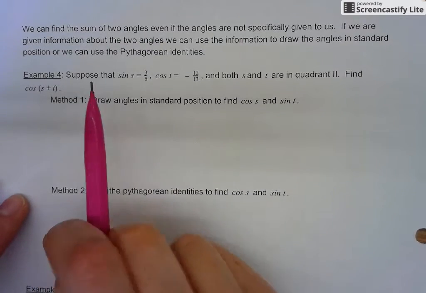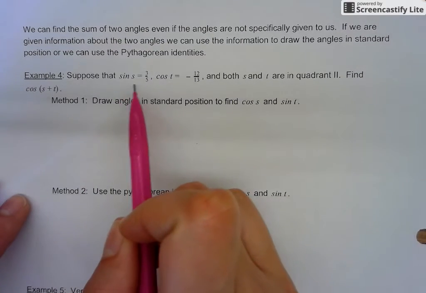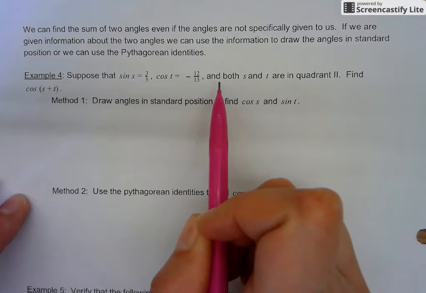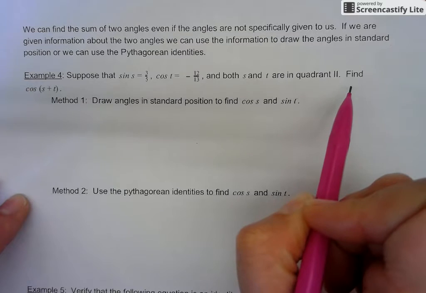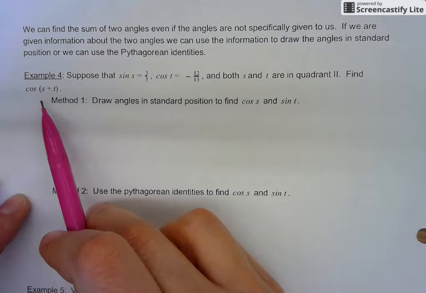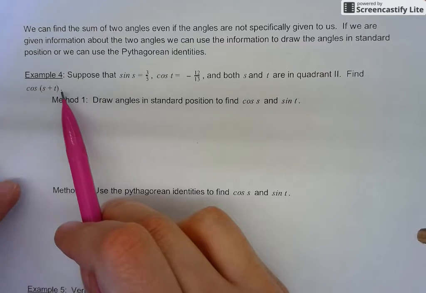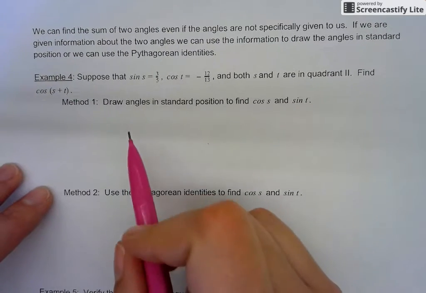The first one says, suppose that the sine of s is 3/5 and the cosine of t is negative 12 over 13. Both of them are in the second quadrant. They want us to find the cosine of s plus t. So s and t are both in the second quadrant.